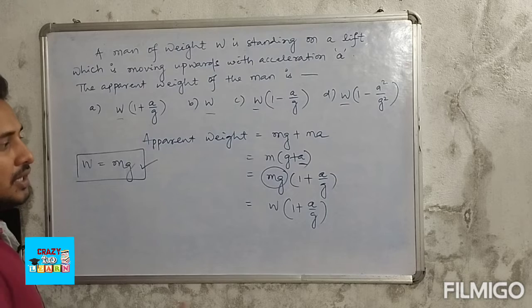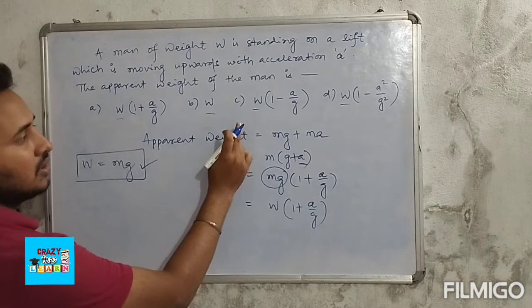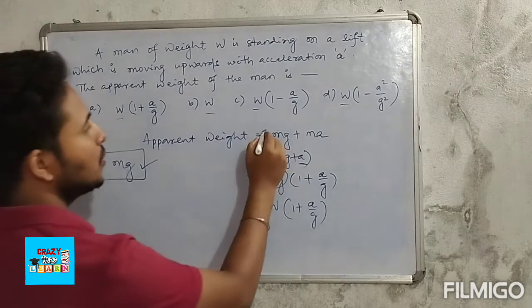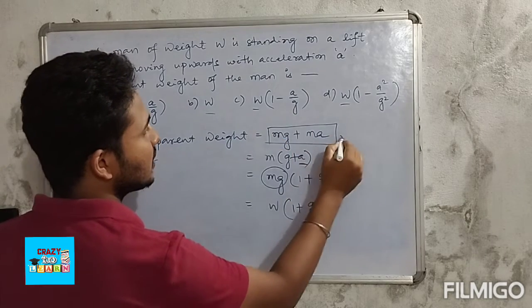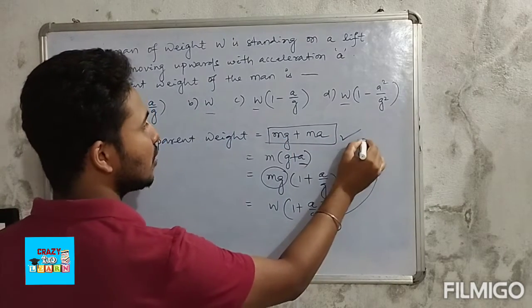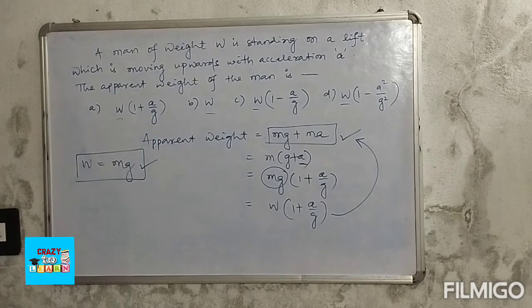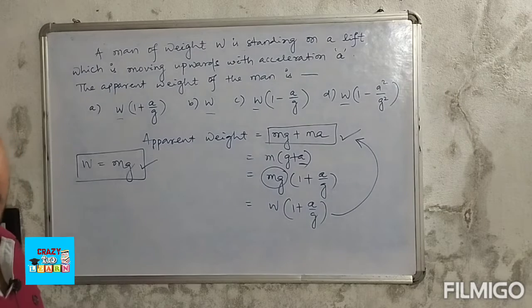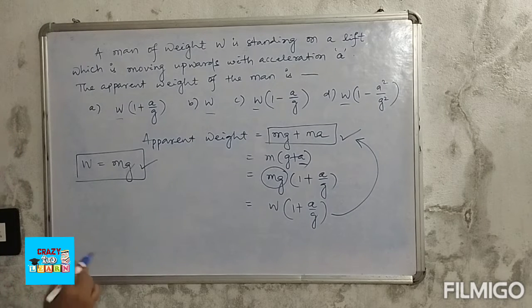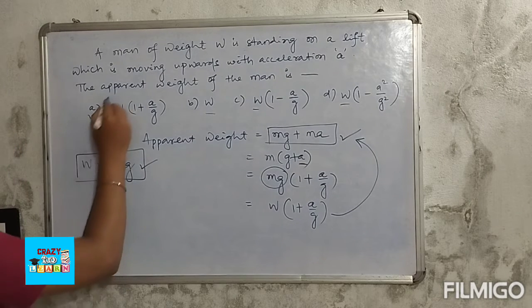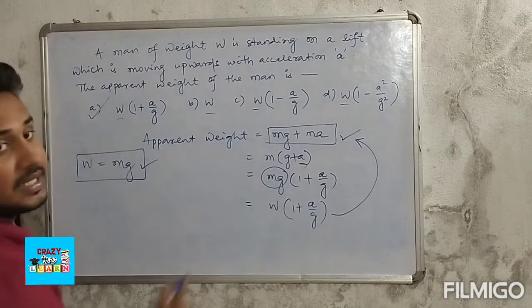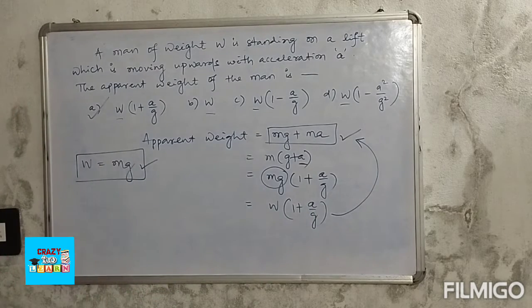If you solve this and go in the reverse direction, we will again get mg plus ma. So this value is also equal to mg plus ma, only represented in a different way here. So which one is the correct option? Option A is the correct one. W into 1 plus a by g is the correct one. Clear?